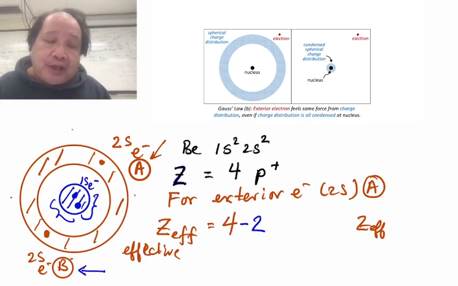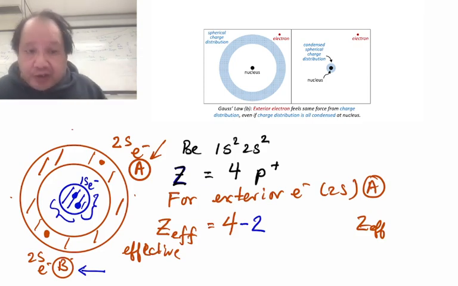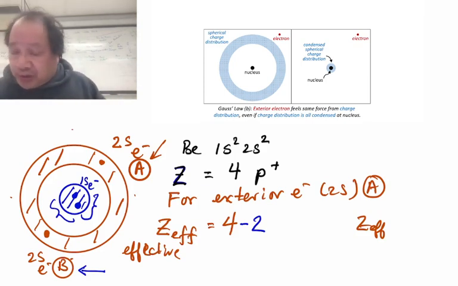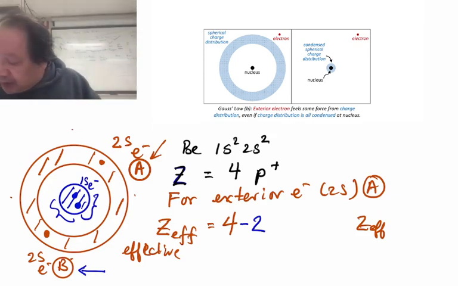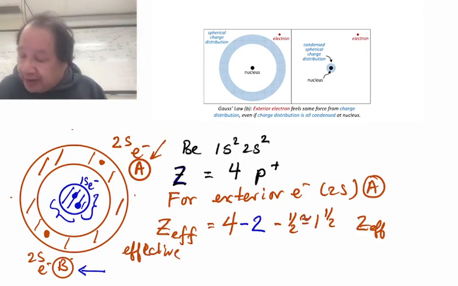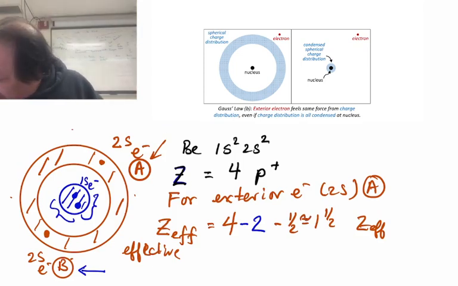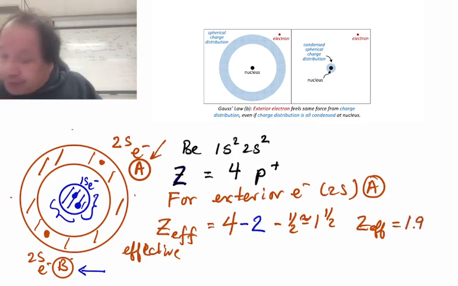Well, they're both 2s electrons, so they're spending equal amounts of time closer to the nucleus. So half the time, 2s electron B is close to the nucleus, and therefore it can be thought of by the second part of Gauss's law at the center, and that means that it's as if half an electron from 2s B was at the nucleus, and so we can subtract a half. And 4 minus 2 minus 1/2 is 1.5. That's the approximate Z effective. The exact Z effective is known to be 1.91.